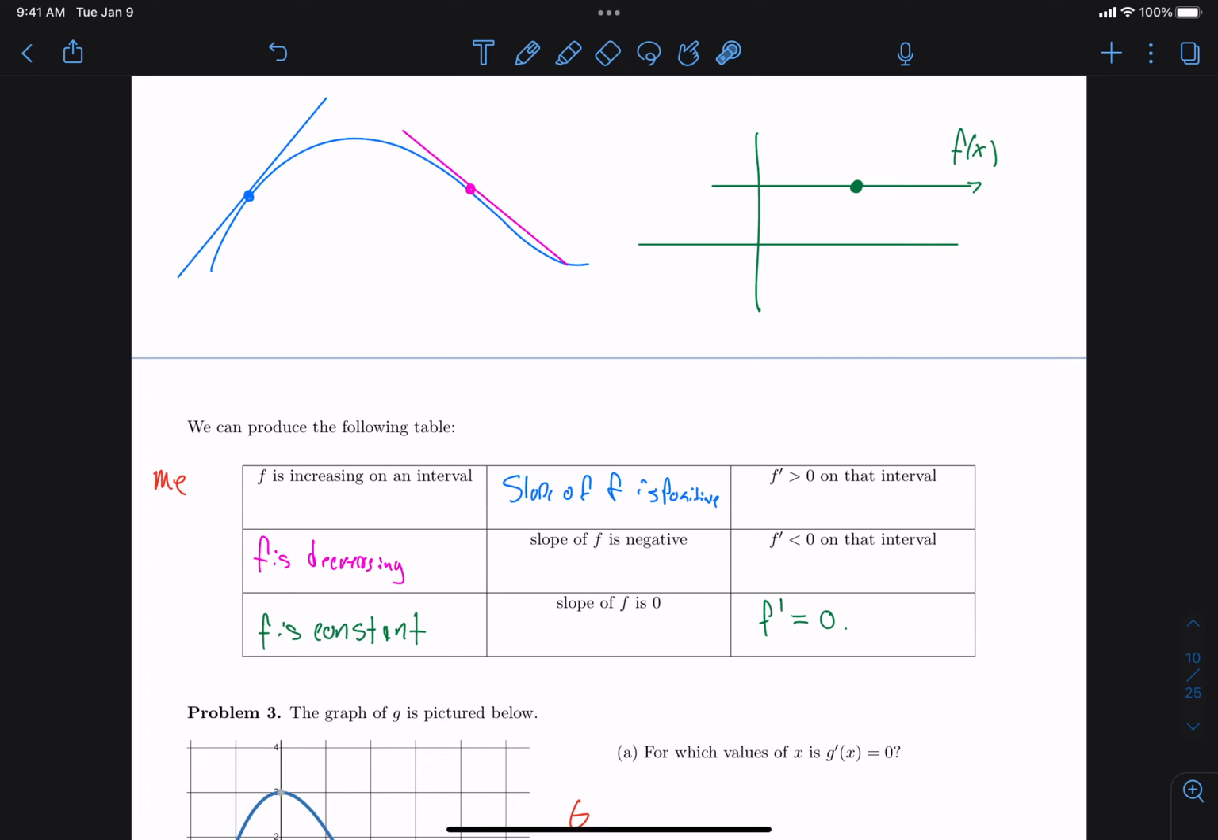All right, any questions on that one? So this tells us the function is increasing when the derivative is positive. The function is decreasing when the derivative is negative. Okay?